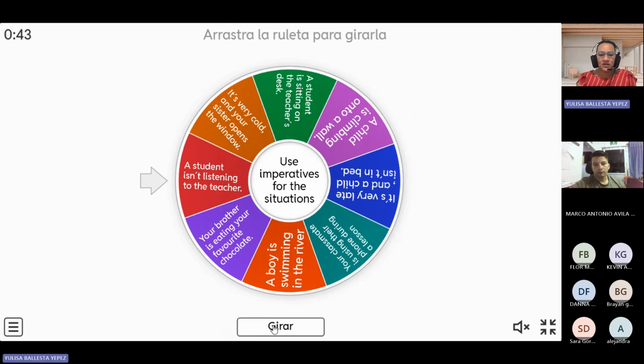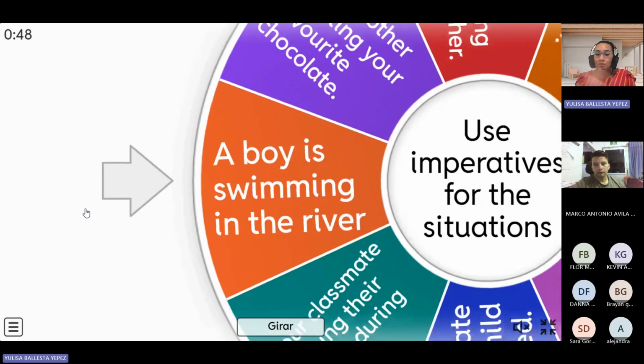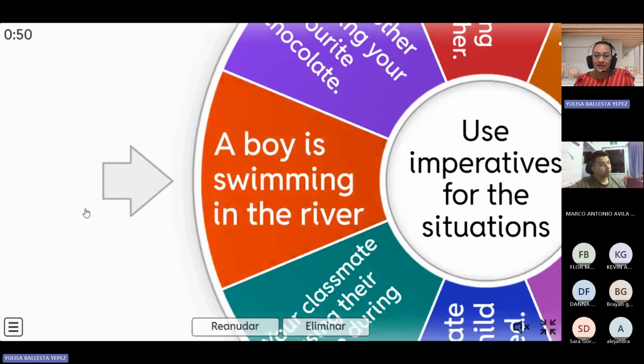Let's continue with Flor. Let's see what Flor would say. A boy is swimming in the river. What do you think you would say? It's dangerous, okay? It's dangerous. Don't swim in the river. No, no sé. Maybe, go ahead.